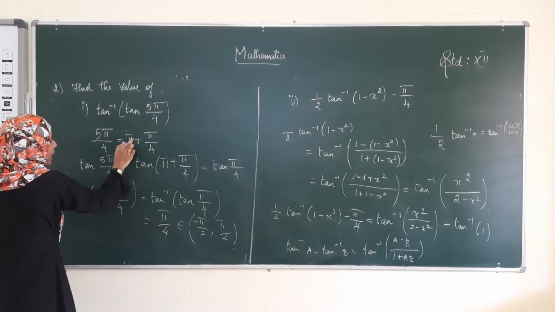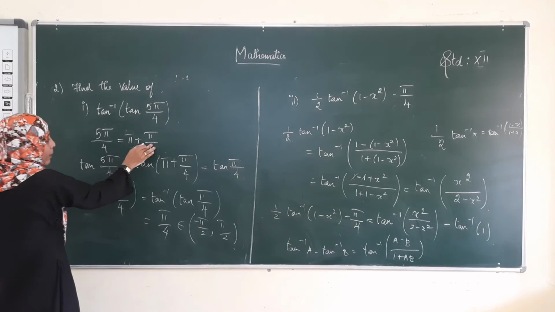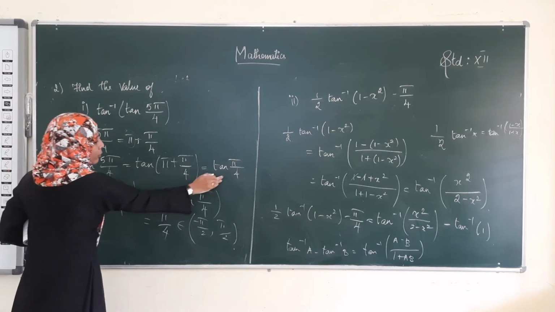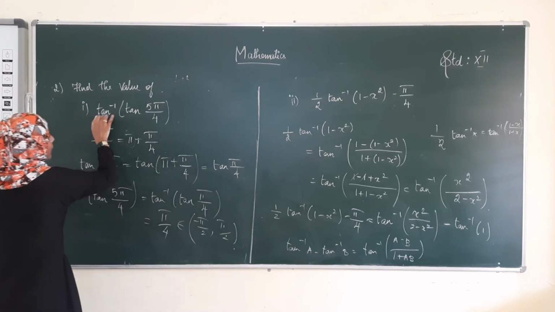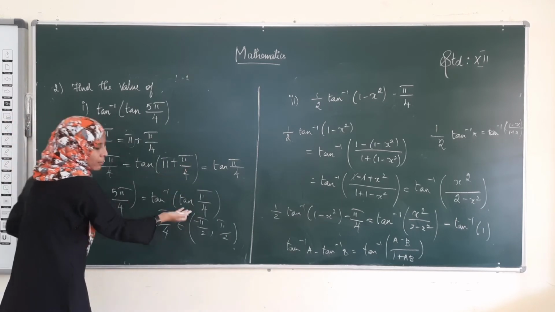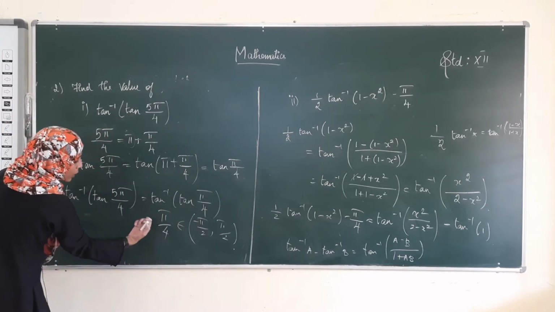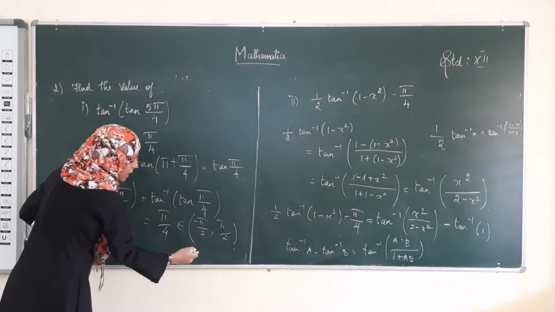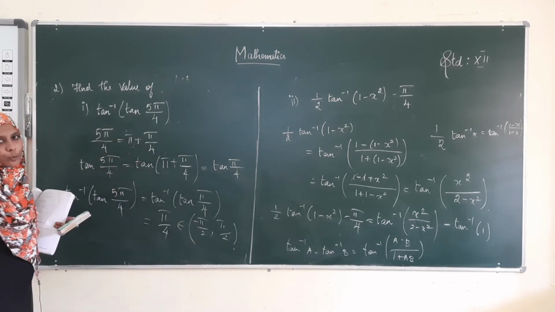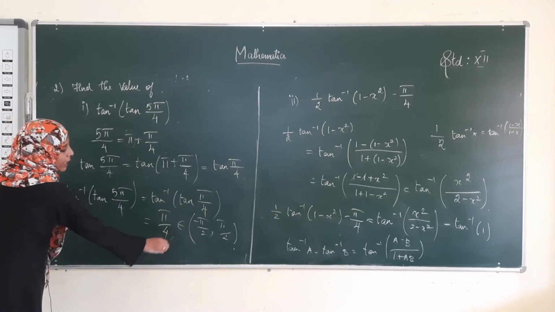Since pi is the periodicity, tan of pi plus pi by 4 becomes tan pi by 4 alone. Therefore tan inverse of tan of pi by 4 becomes pi by 4 alone. We know that pi by 4 belongs to the interval minus pi by 2 comma pi by 2. Hence pi by 4 is the correct answer.